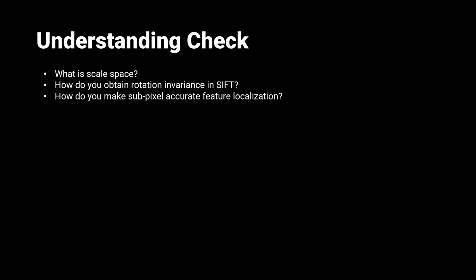Just to quickly recap, what is the scale space? How do you obtain rotation invariance in SIFT? How do you make subpixel accurate feature localization in SIFT? Does SIFT solve 3D feature matching well? Why or why not? See you next time.